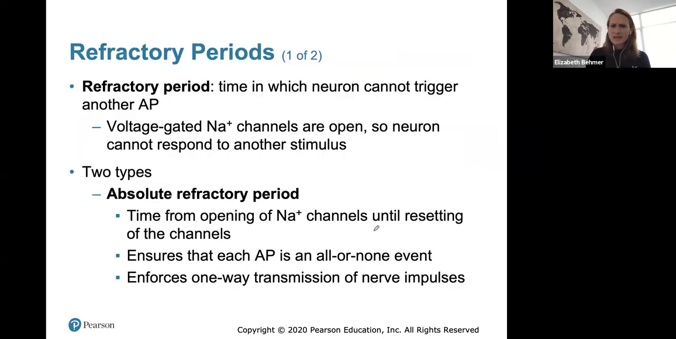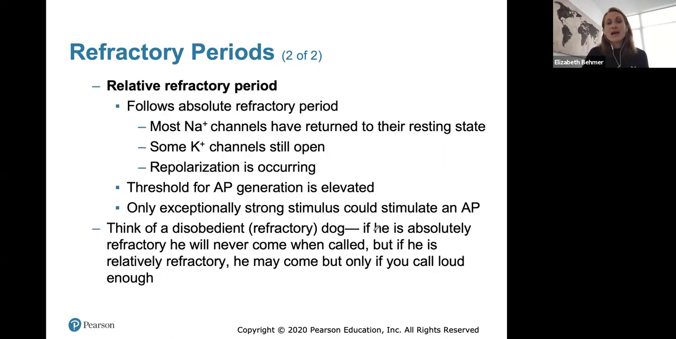The refractory period has to do with the time in which a neuron cannot trigger another action potential. This is where your voltage-gated sodium channels will be open, so the neuron cannot respond to another stimulus. And there are two types. We have an absolute refractory period, which enforces one-way transmission. This ensures that each action potential is an all-or-none event. And a relative refractory period, where only an exceptionally strong stimulus could generate an action potential.